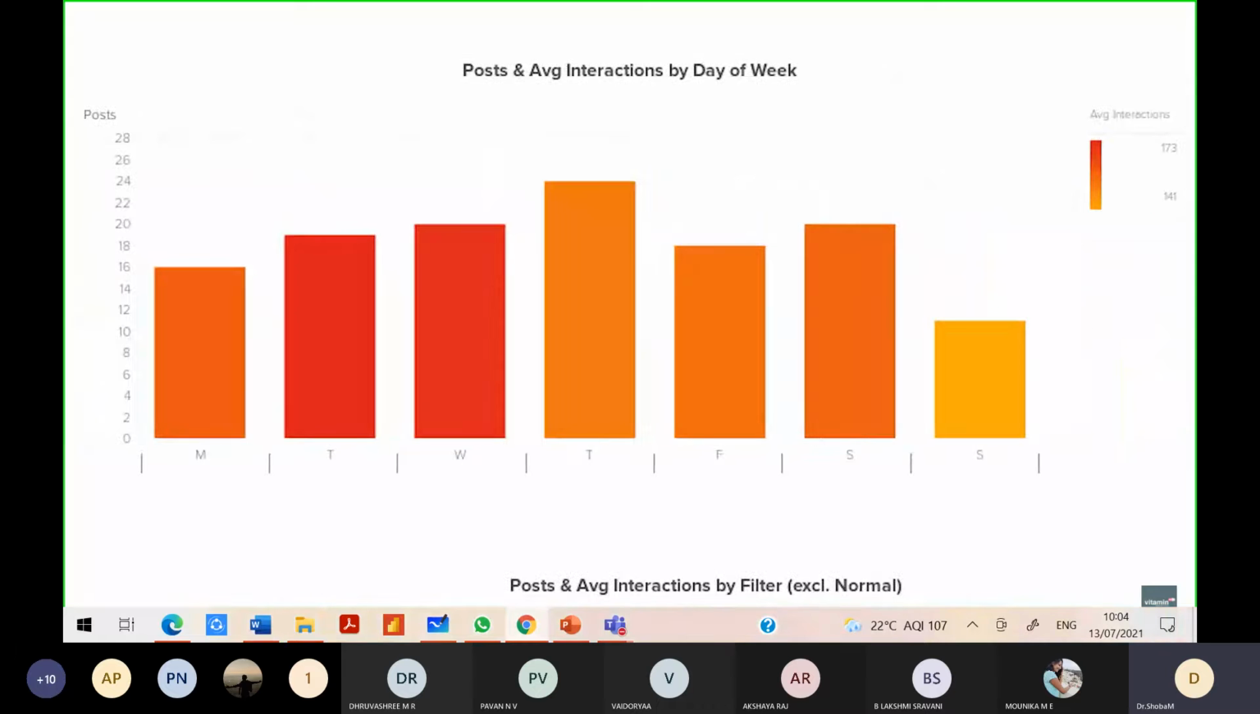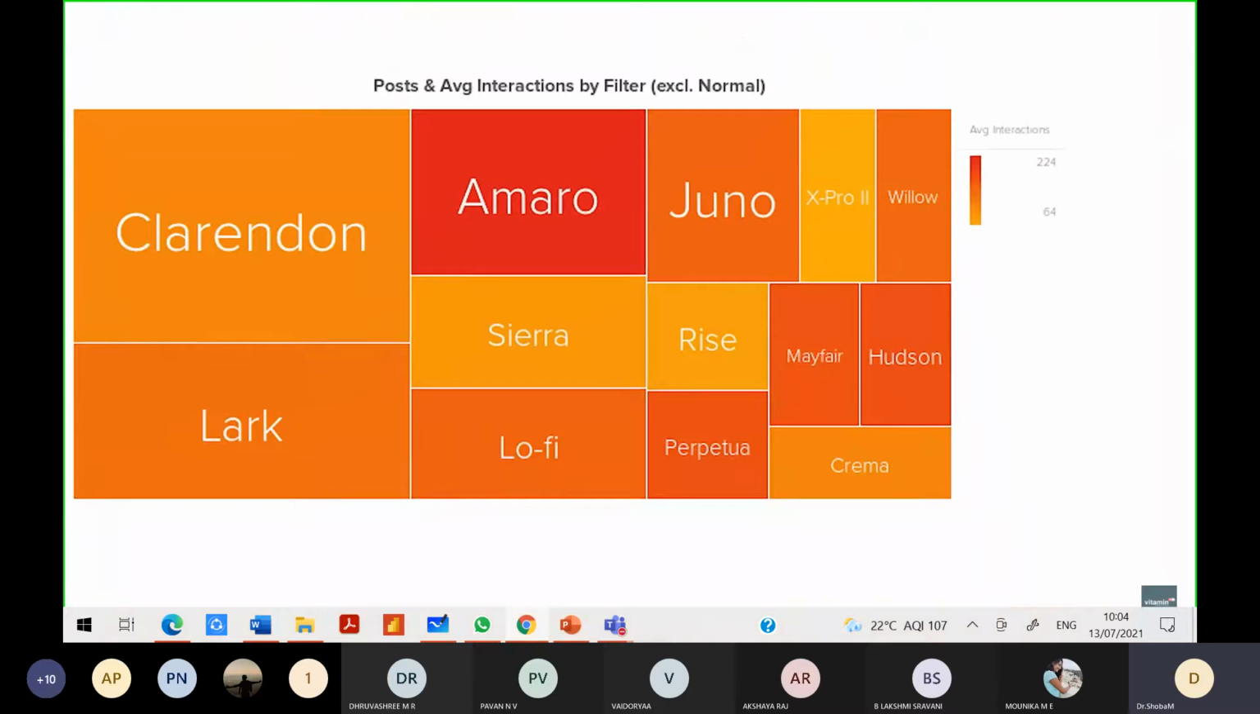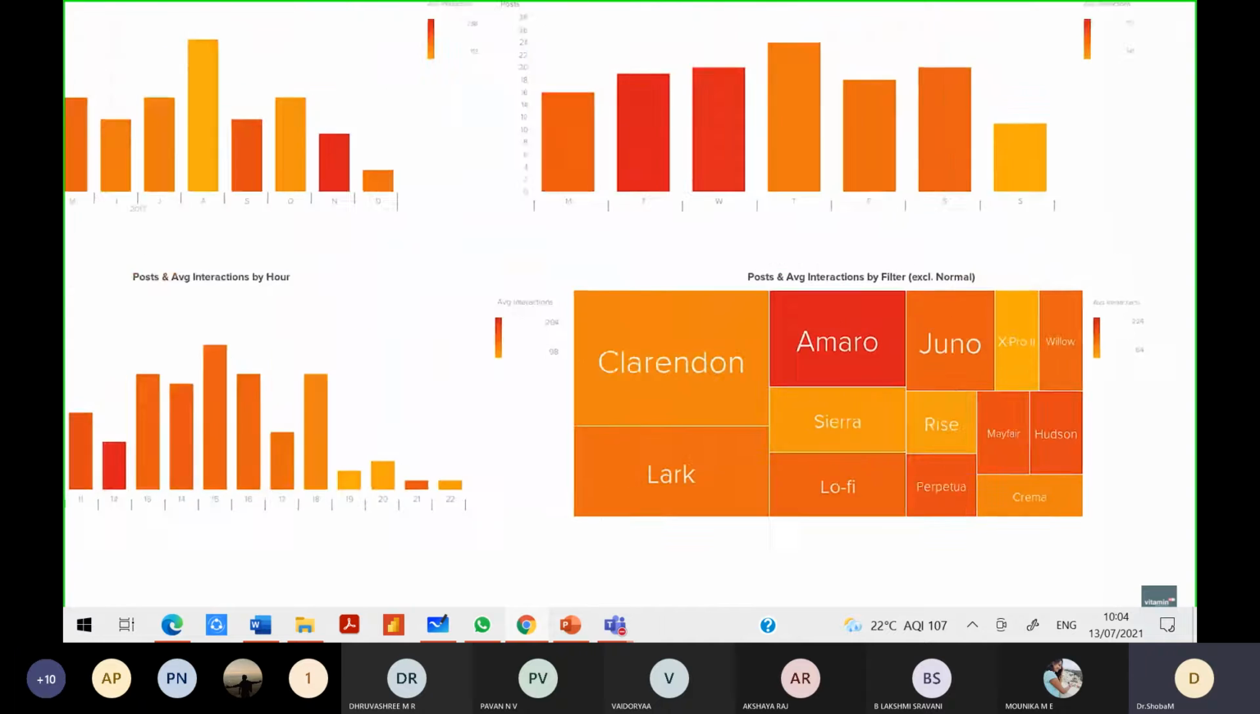Now, this chart by day gives us some clearer insights. We can tell that posts on Tuesday and Wednesday received the highest average number of interactions, so this could tell us that we should post more on those days. And finally, we can see that the Amaro filter appears to be most effective in gaining engagement, so we could try applying it to more posts to see if interactions increase.